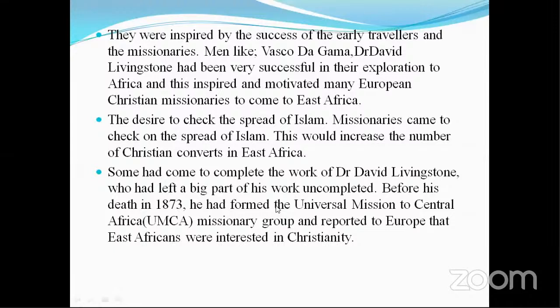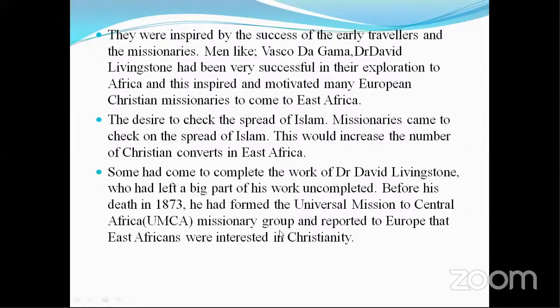This was aimed at converting so many other people in East Africa. And we are saying he went back to Europe and he reported to the leaders of the different countries in Europe that East Africans need to be converted to Christianity. So these different countries decided to send missionaries to East Africa.